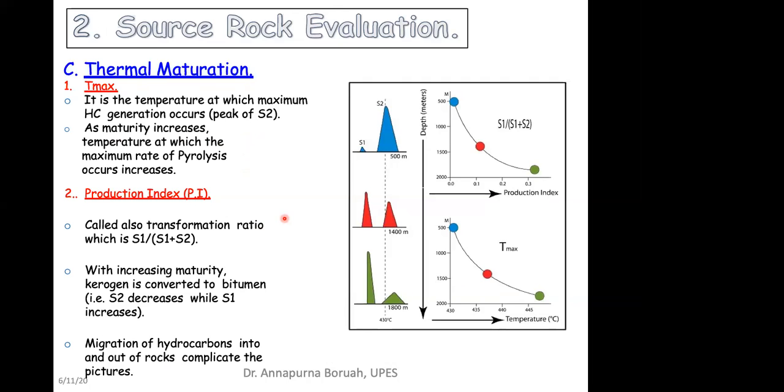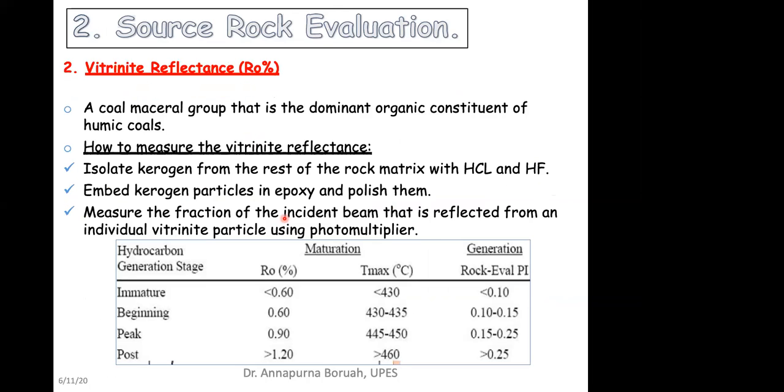Then one widely used technique is vitrinite reflectance. Generally it was used for coal, and nowadays it is also used for organic rich, kerogen rich shales. So in this technique, you have to isolate the kerogen from the rest of the rock matrix with hydrofluoric acid. Then you embed the kerogen particles in epoxy and polish them. Then it will give some reflection of the incident beam.